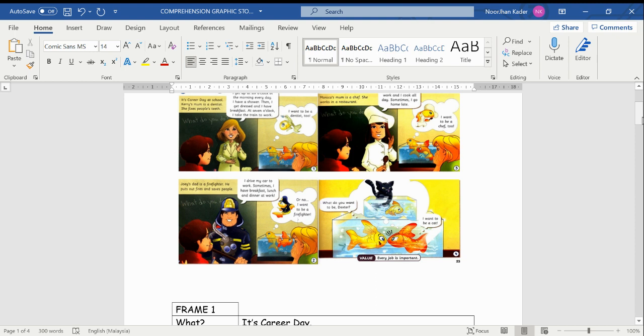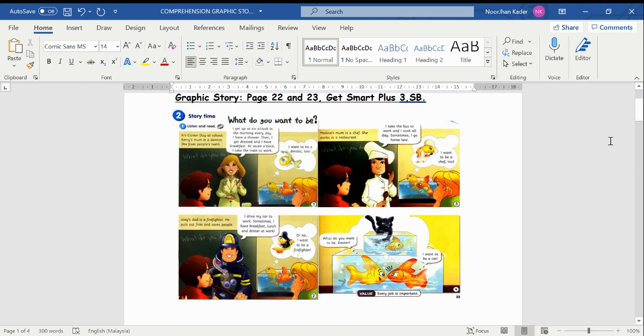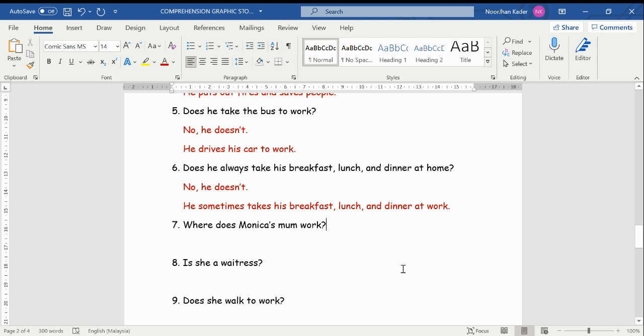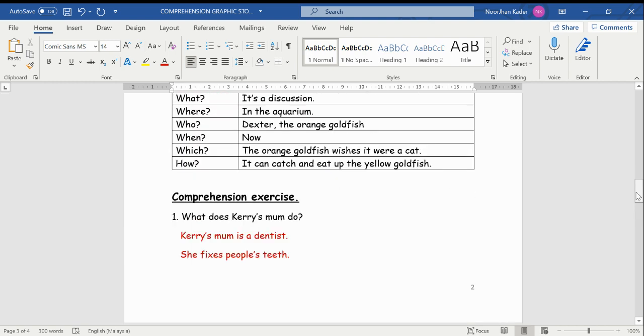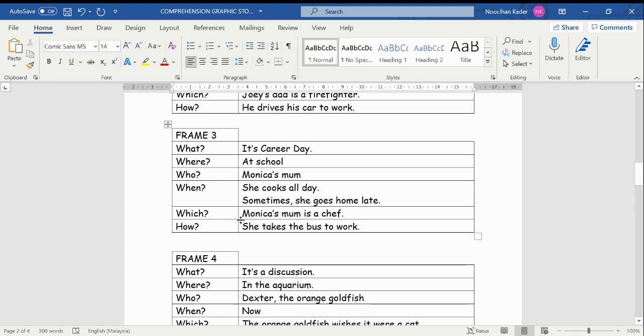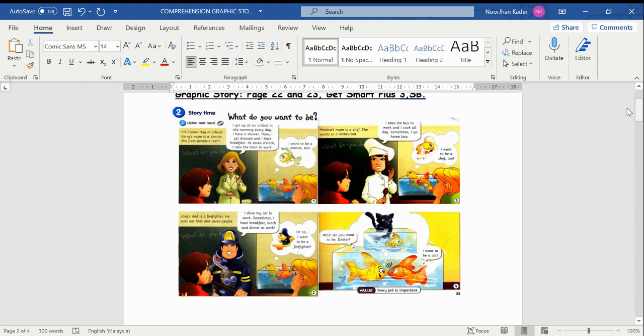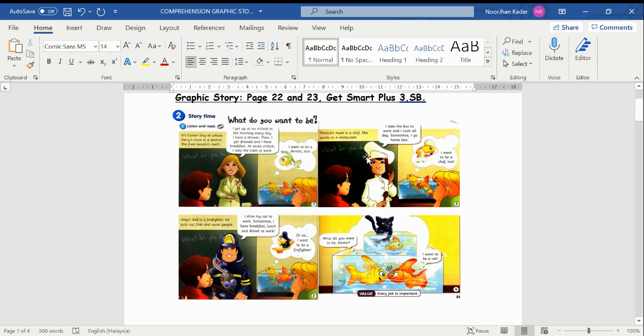Monica's mom here, and also the table, frame 3. So what is your question? Where does Monica's mom work? It's not here, so you have to check. In the picture, is there any explanation? Yes, in the third frame, the introduction says Monica's mom is a chef. She works in a restaurant.